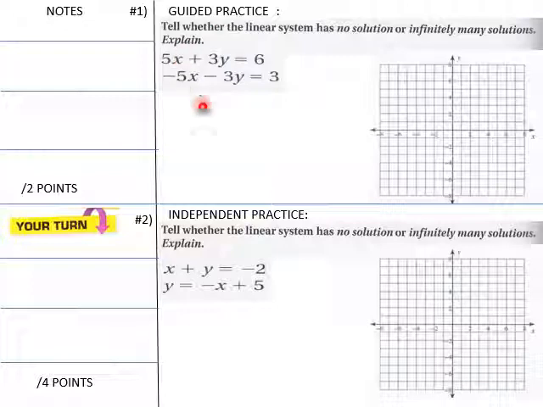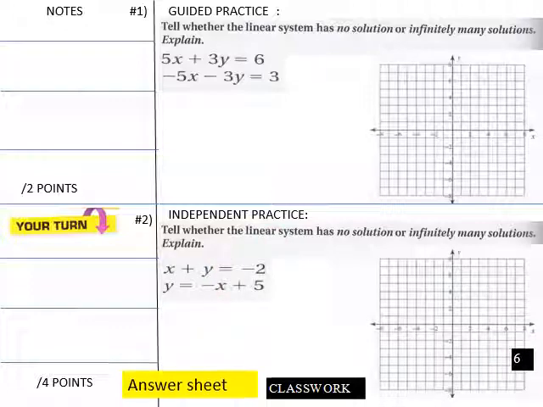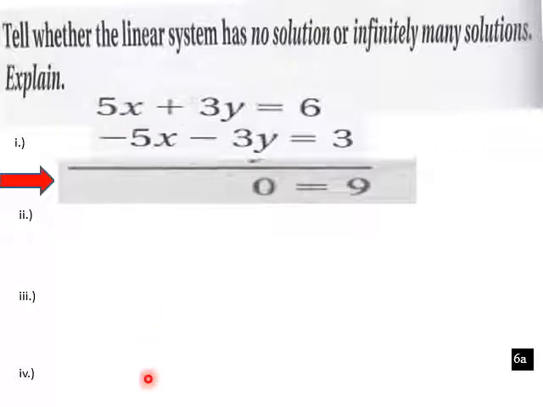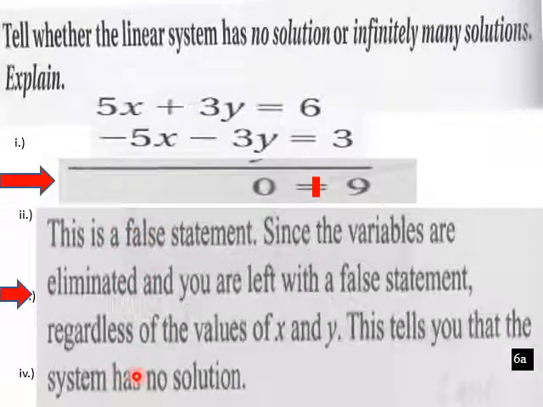Okay, we're going to go on to our guided practice now. We have this system here. Students, this is yours. Pay attention up here so you can do yours. Class work: tell whether the linear system has no or infinitely many solutions. Here are two equations. So now we're going to add. We just add these up, and we get 0 equals 9. This is a false statement. Since the variables are eliminated, you are left with a false statement regardless of the values of x and y. This tells you that the system has no solution.